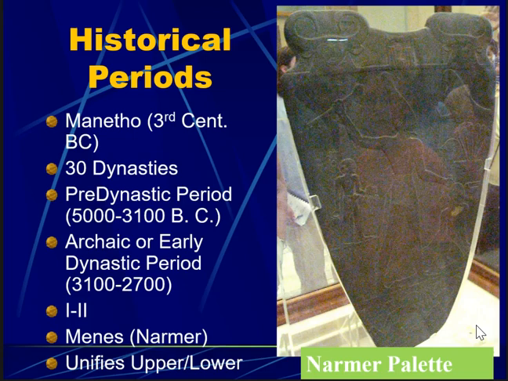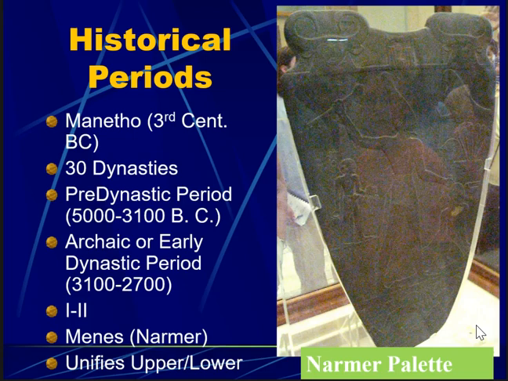By the way, on his palette, this is bigger than life size, what you see in front of you. It's about 2.5 feet high. It's about 1.5 feet wide at the top, maybe 2 feet, and it kind of tapers down. On one side of this flat stone is the one you can see here with the bowling pin and the mace. On the other side, he's wearing a different crown.